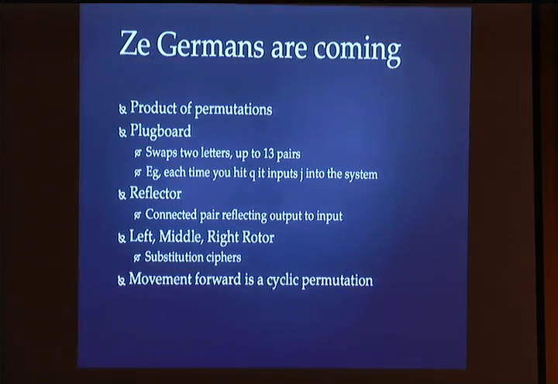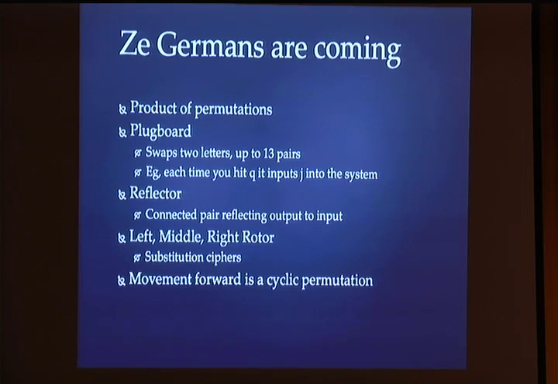It consisted of 3 primary parts. A plug board, which essentially just swapped 2 letters and stayed static for the entire message. So I could put J and Q. Every time I hit J, it would immediately swap to Q, and when Q came in, it would get swapped to J, on both input and output. So if you put J in, it swapped to Q before it encrypted, and if you put Q in, it swapped to J before it encrypted. And then on output, it switched back.